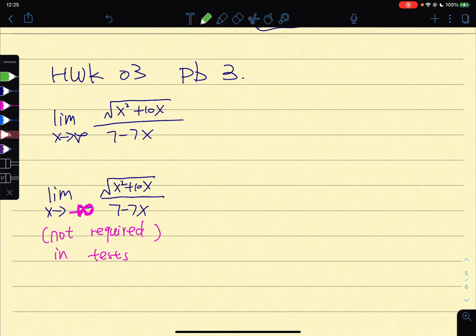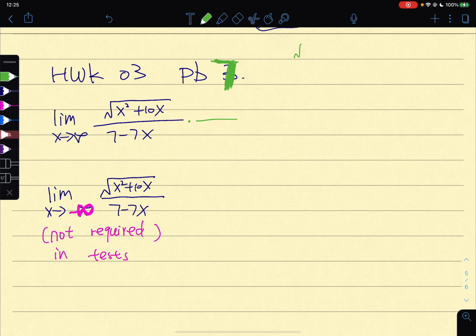So let's answer the last two problems in problem number 7. Okay, problem number 7, the last two parts. So for the first part, let's get started. Well, I want to do what we did earlier. I want to cancel the leading term on the top and bottom.